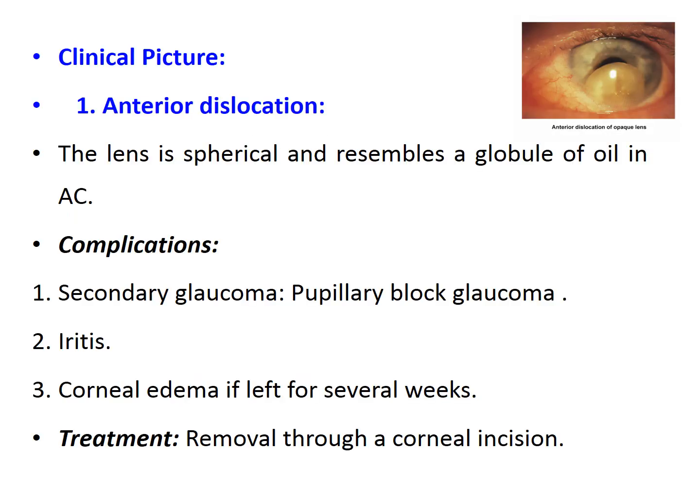The anterior dislocation here is an anteriorly dislocated lens in the anterior chamber, but it is also a cataractous lens. It is complicated, could be complicated by secondary glaucoma, iritis due to irritation of the iris, and of course corneal edema due to touch of the cornea. We should remove this lens through a corneal incision.